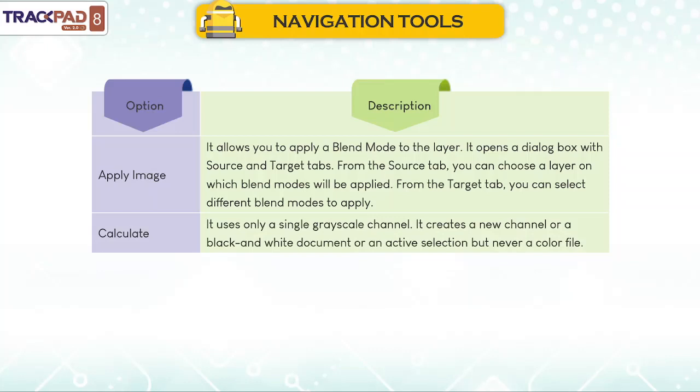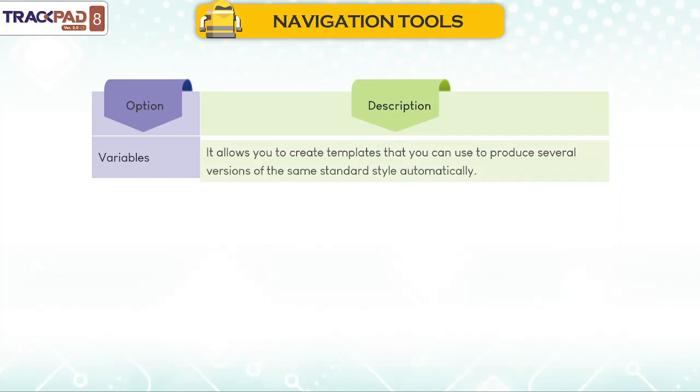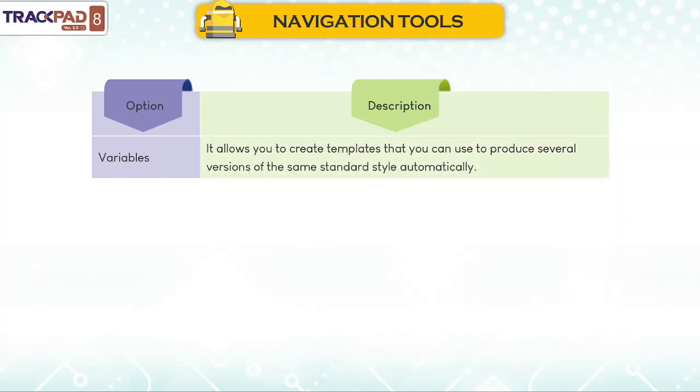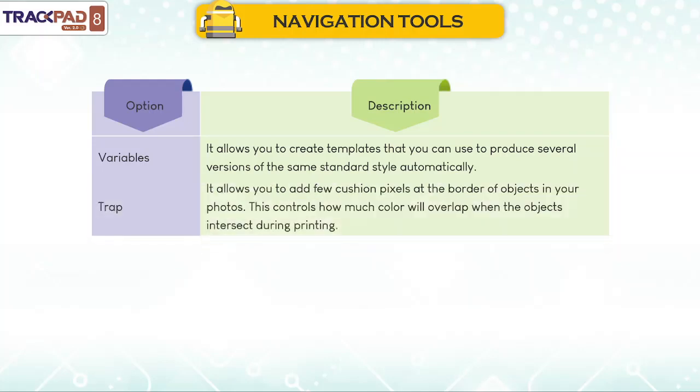Calculations. It uses only a single grayscale channel. It creates a new channel or a black and white document or an active selection, but never a color file. Variables. It allows you to create templates that you can use to produce several versions of the same standard style automatically. Trap. It allows you to add a few cushion pixels at the border of objects in your photos. This controls how much color will overlap when the objects intersect during printing.